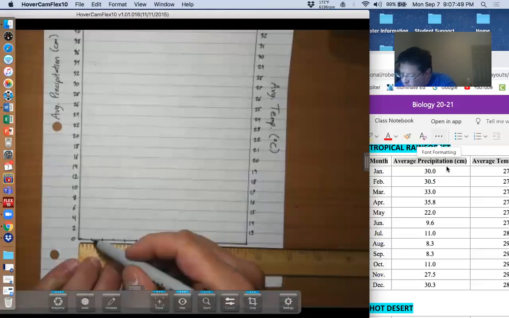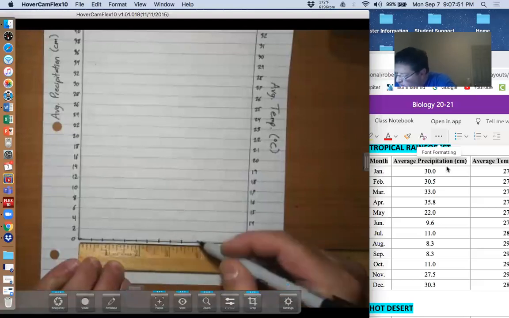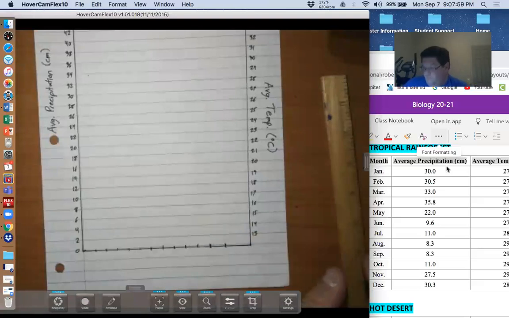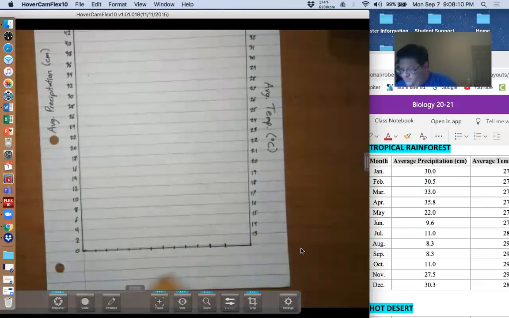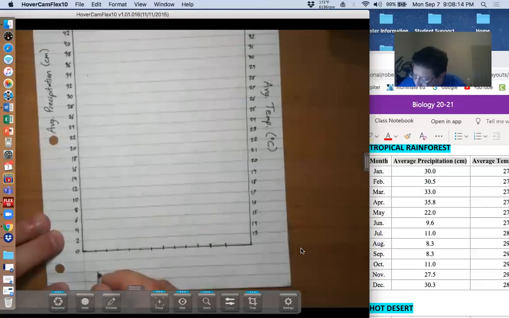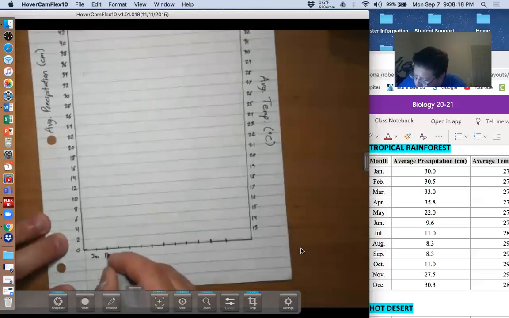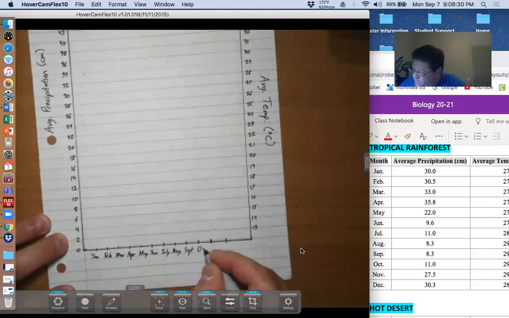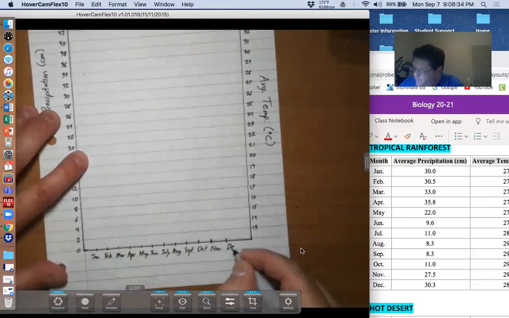1, 2, 3, 4, 5, 6, 7, 8, 9, 10, 11, 12. It's going to be a little short. That's okay. It'll work. All right. So I'm going to have January, February, March, April, May, June, July, August, September, October, November, and December.